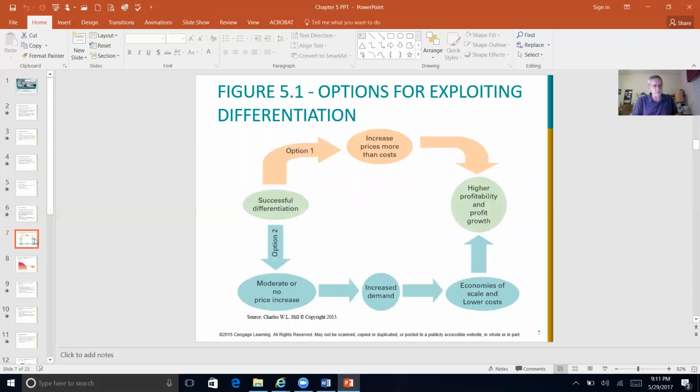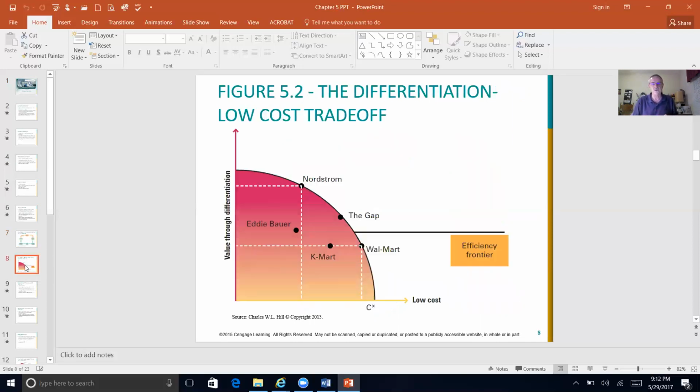This figure 5.1 is over on page 158, and it's really giving you two different options for exploiting differentiation, which we talked about. Option number one is to increase the price, and option number two is moderate or no price increase. Either one of those, depending on what is being offered, how it's being offered, could increase market share, leading to higher profitability, which is hopefully what you want to do as an organization.